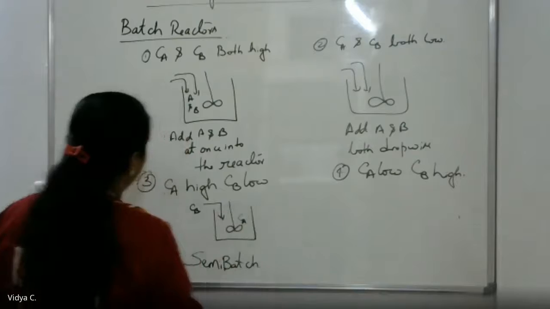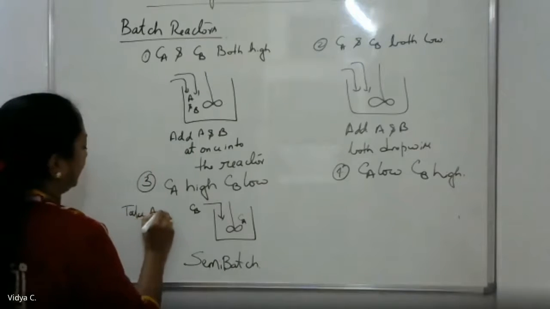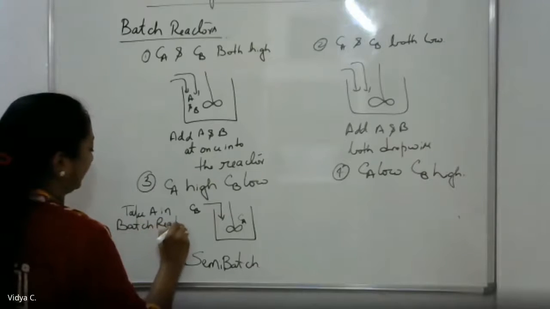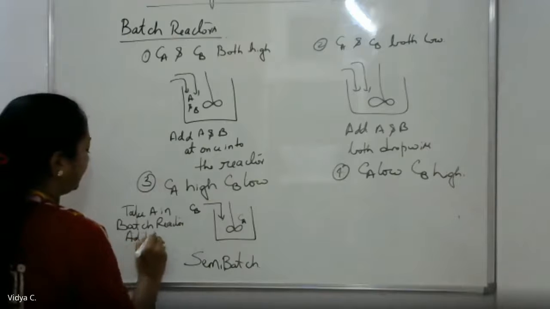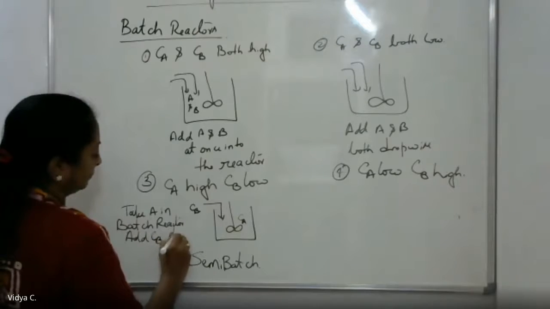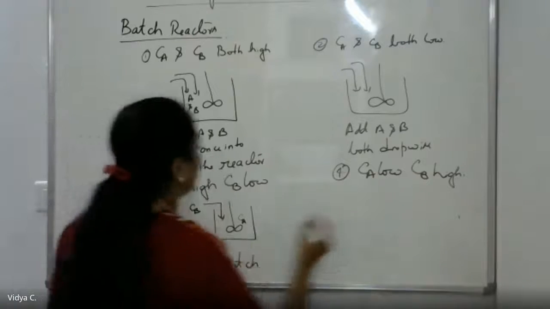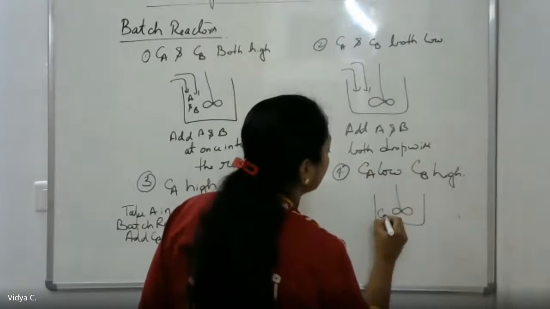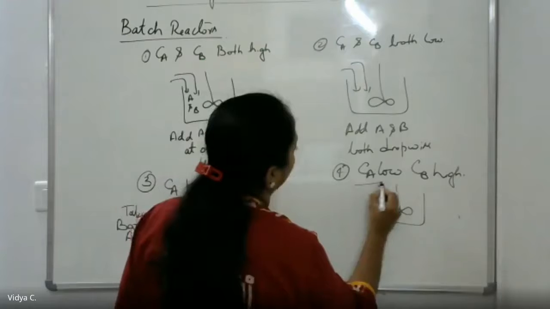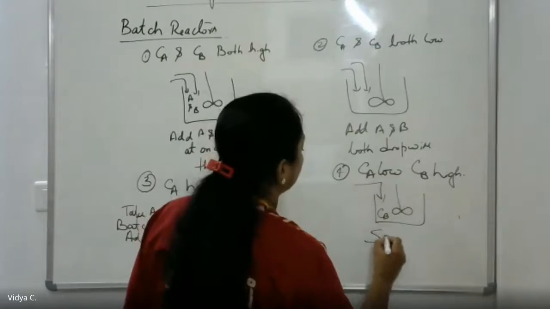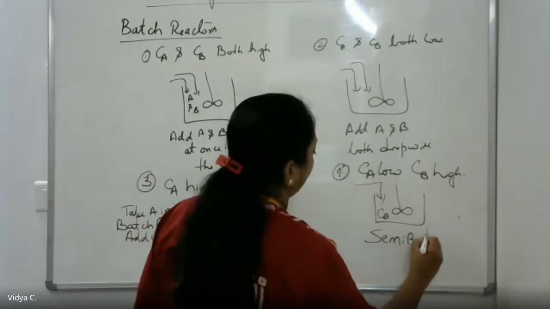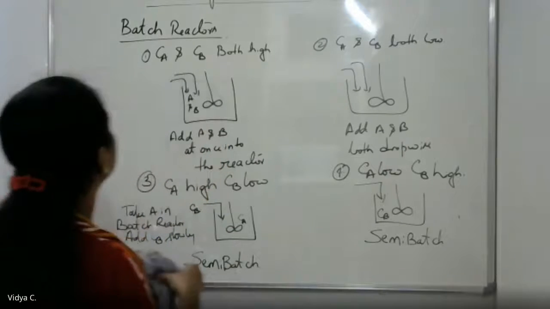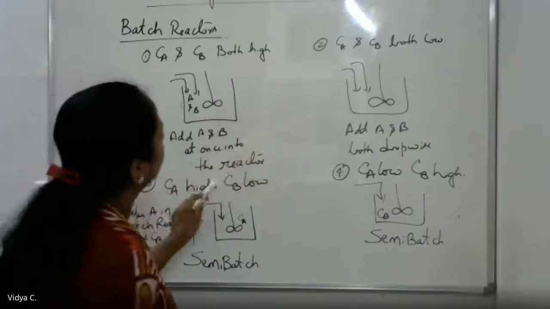Semi-batch reactor: take A in the batch reactor and add CB slowly. Now you should be able to understand it. If CB has to be high, CB should be taken in batch mode and A will be added. This is also semi-batch. Okay, the next one is flow reactors. So you have done cases 1, 2, 3, 4.